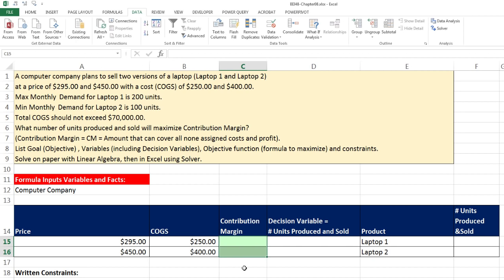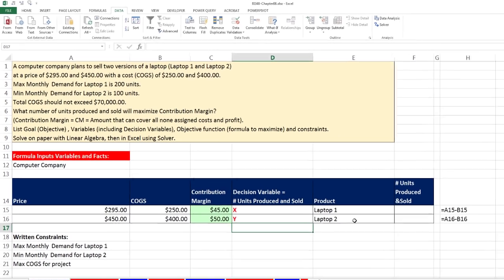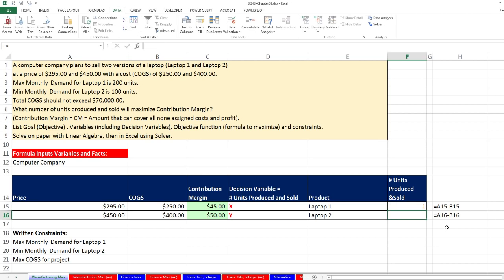Now we can calculate our contribution margin. I highlight both cells and in the active cell I say, hey, whatever the price is minus the cost of goods sold and Control Enter. Now our decision variable is going to be defined as number of units produced and sold. I'm just going to put X to represent number of units sold for laptop 1 and Y for number of units sold for laptop 2. And now I'm going to put our dummy data in, 1 and 1. That's the number of units.